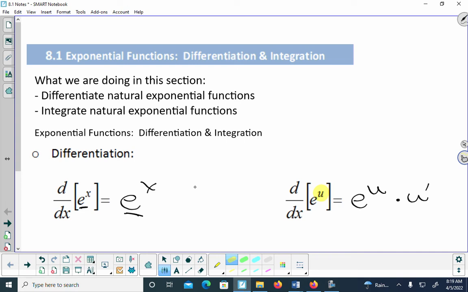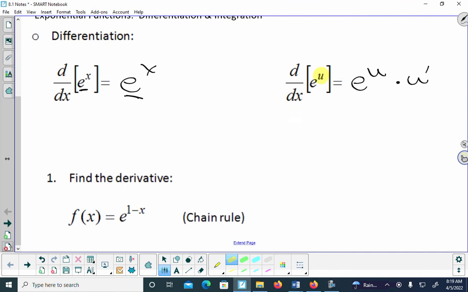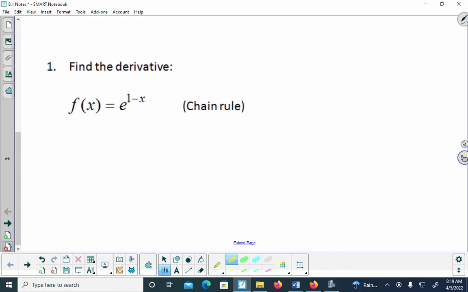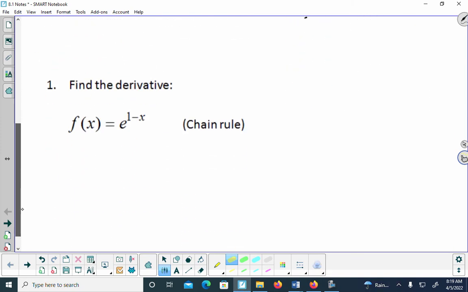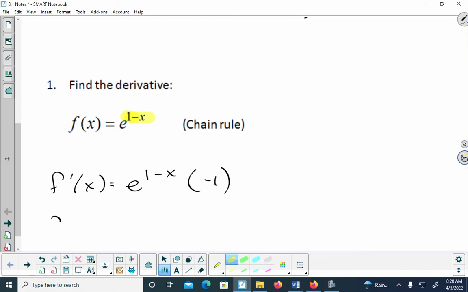So let's do one. If I find the derivative of e raised to the 1 minus x power, I'm following this pattern here. The derivative is going to be e to the 1 minus x. I just copied down what I saw before. And now I take the derivative of 1 minus x, which is just going to be negative 1. So my final answer is negative e to the 1 minus x. And that's it. It's really that quick and simple.